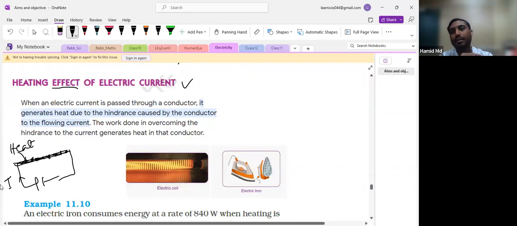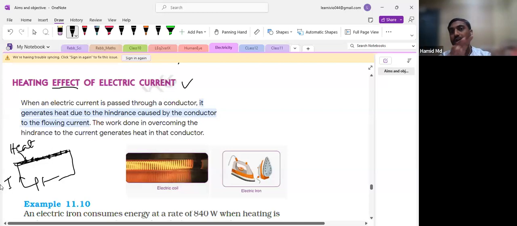Wires are very conducting, say 100% efficient, or 90%. Then there will be very little heat, very little obstruction to the flow of current. So because of obstructions to the flow of charges, heat is being generated.